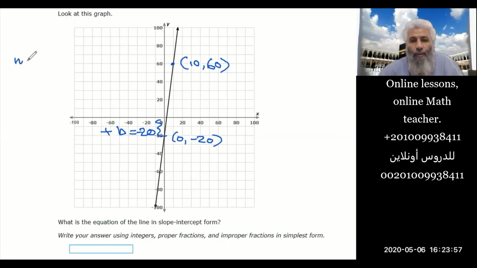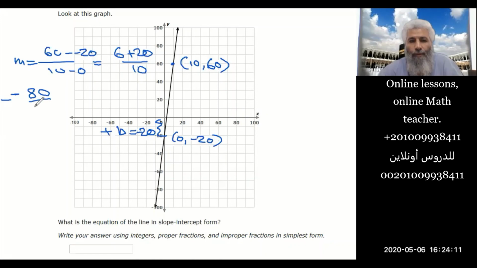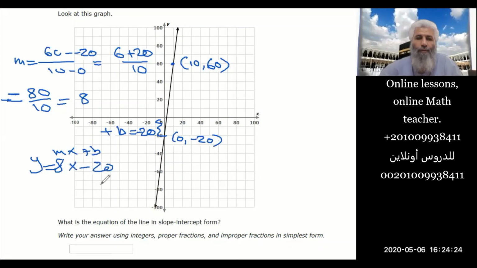And the slope will be the difference between y's, 60 minus -20, divided by 10 minus 0, which is 60 plus 20 divided by 10. This is 80 divided by 10, which is 8. This is the slope. Y equals mx plus b, slope 8x, b here -20. This is our equation. Y equals 8x minus 20.